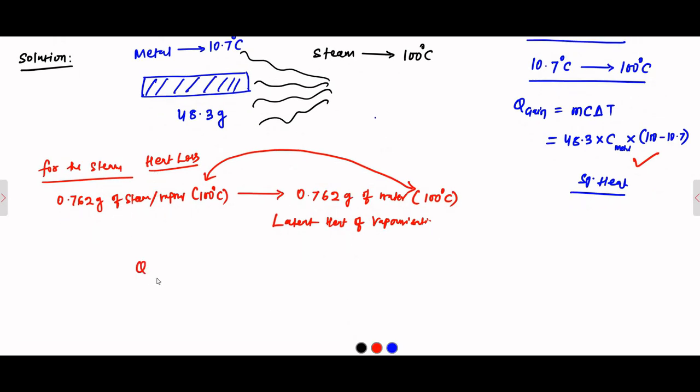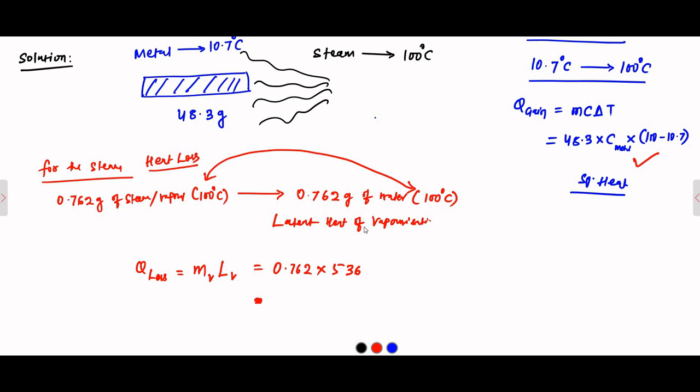The heat loss which happened is equal to the mass of the vapor or the steam into the latent heat of vaporization. So it is equal to 0.762 grams of steam which got condensed into the latent heat of vaporization, which is given as 536 calories per gram. Whatever the value, let's not calculate it now, there is no need. Here we have to understand the basic principle of heat loss and heat gain.